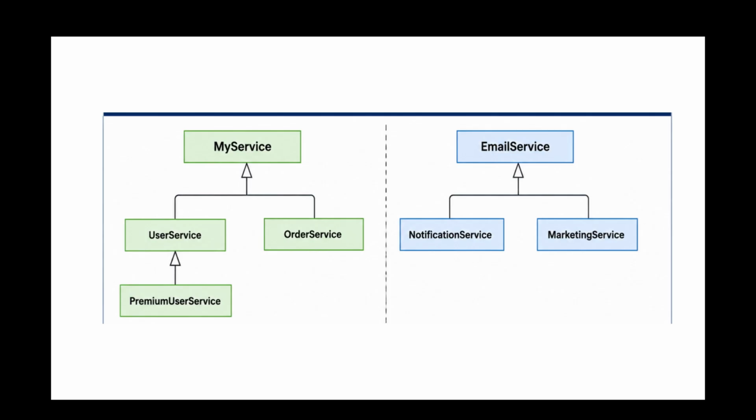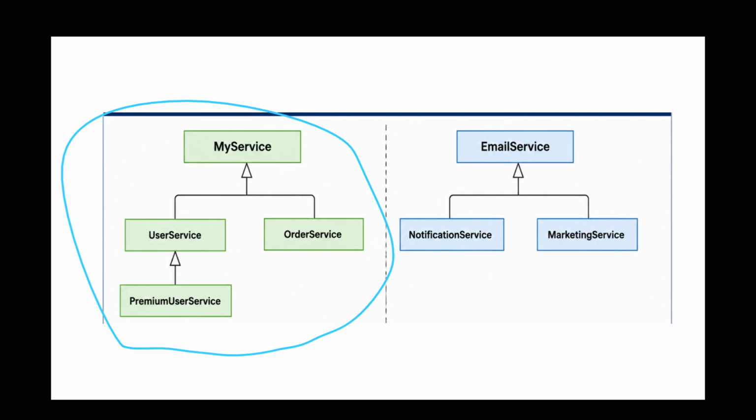Look at the screen. Here is our class hierarchy. We have a base class, MyService, and it has two direct child classes. User Service extends MyService. Order Service extends MyService. And User Service has its own child. Premium User Service extends User Service. We also have an Email Service class, which is completely independent. It does not extend MyService. It is its own class. No relationship to the hierarchy.